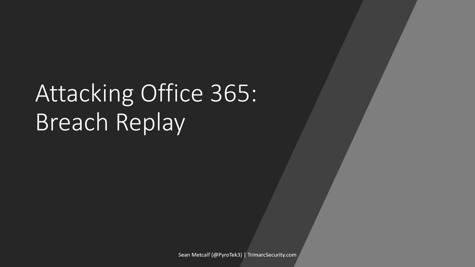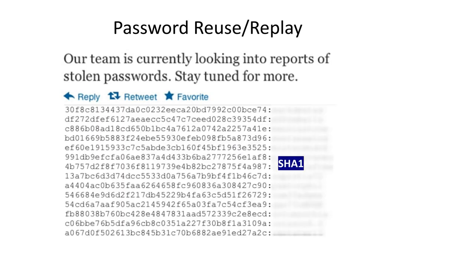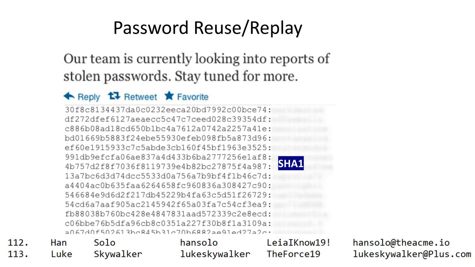There's also breach replay. Breach replay is also referred to as password reuse or replay, and it often starts with a tweet that looks like this: our team is currently looking into reports of stolen passwords. Stay tuned for more. And then inevitably a password dump gets out there with SHA-1 password hashes, and then the attacker can troll through this looking for a user email address that's associated with a company or an organization that they're interested in going after. And then often users are going to use the same password on that third party website as they use in their corporate environment, which means the attacker could have that password already or attempt to use it against their corporate environment.